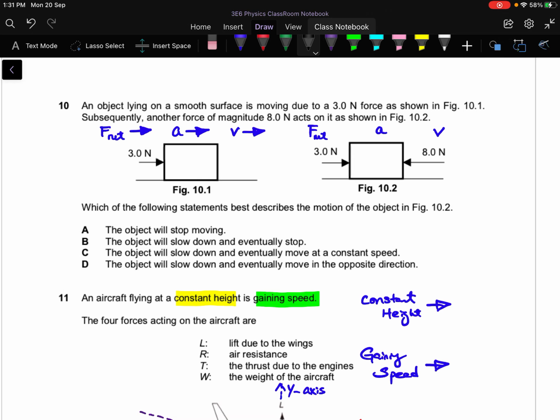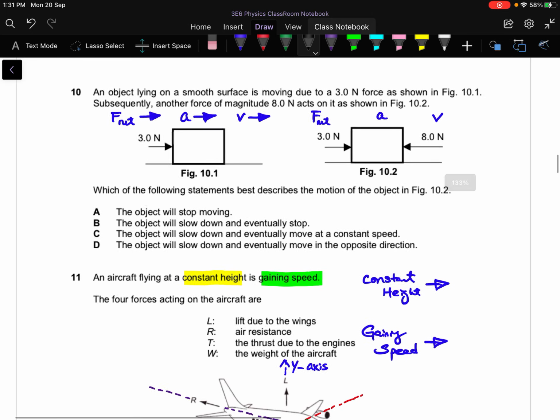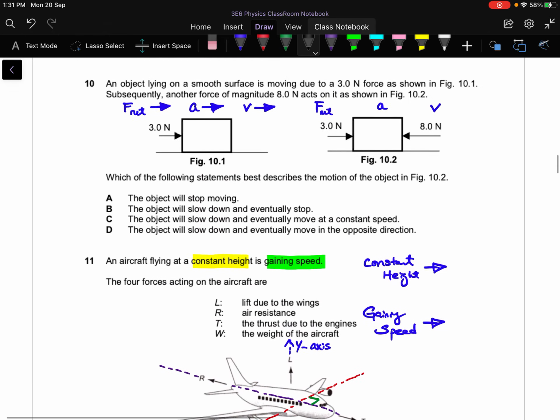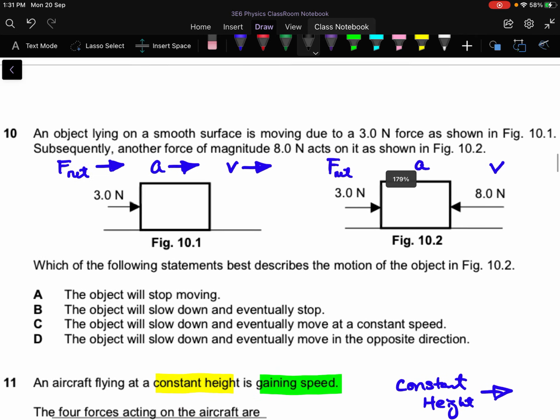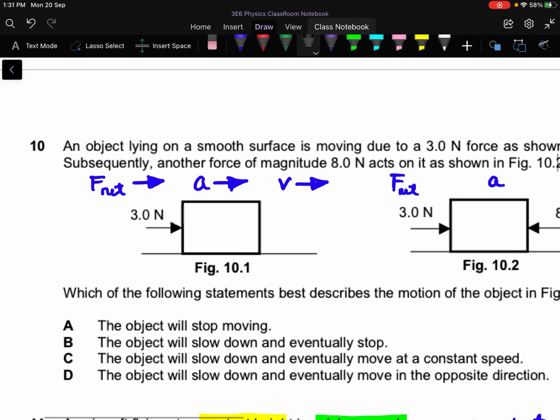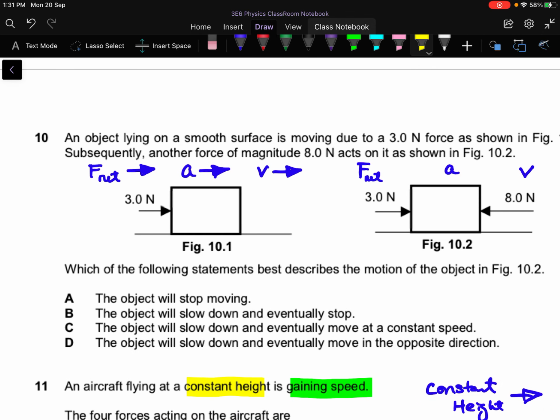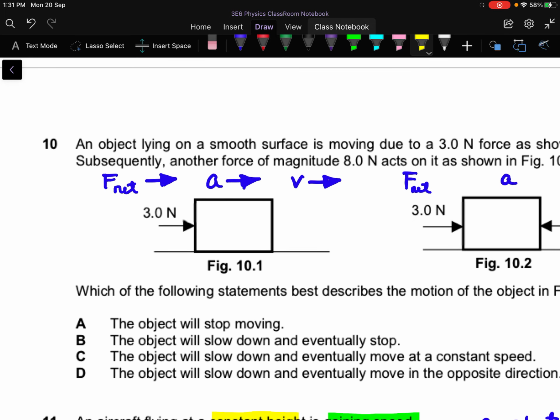Anyway, this video will be on question 10 and question 11. Question 10 is about checking whether you are good with your Newton's second law and also your kinematics. If you read the context, at the very beginning there's only one force acting on the object in 10.1. And from the context, there is actually no friction, meaning that this 3 Newton will be your F net.